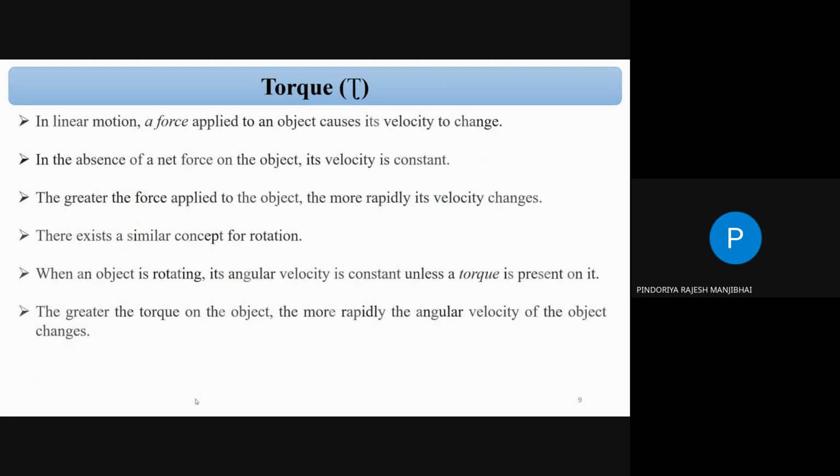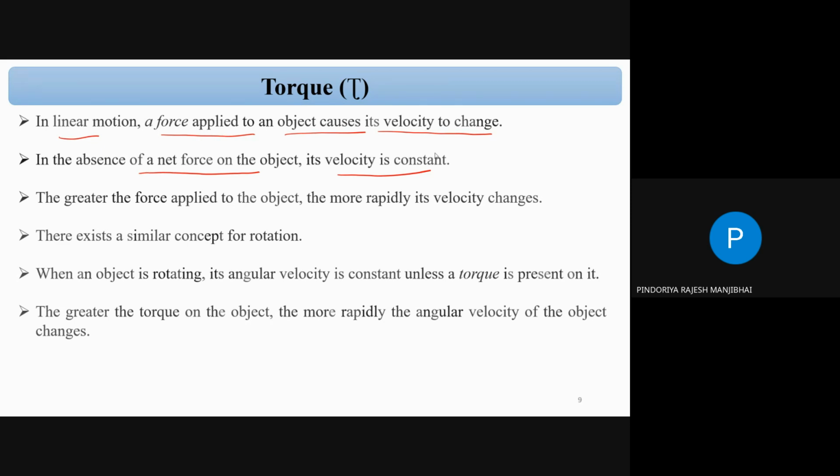This is a straightforward, single-statement definition. In linear motion, a force applied to an object causes its velocity to change. In the absence of a net force on the object, its velocity is constant. Suppose we do not apply force, then whatever velocity it has, maybe 1 meter per second or 0, it stays constant because there is no external force. So whatever position it was in, it stays in the same position.